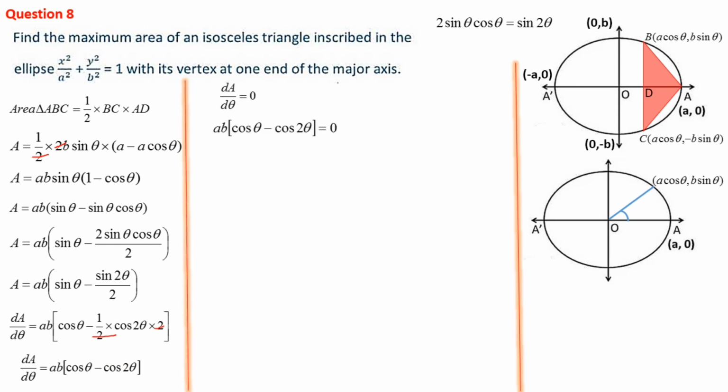That means AB into cos 2 theta minus cos 2 theta equal to 0. Here AB is a constant, so we have to equate this one with 0. That means cos theta equal to minus cos 2 theta; going to the right side, it comes as plus cos 2 theta.